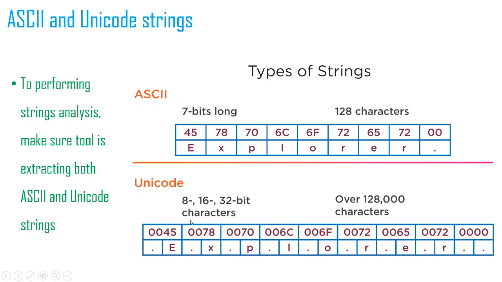And in the Unicode string, since the length of each character is longer, it is separated with dots. So E is represented with 0045, similarly X is represented with 0078, and so on, as shown here. Keep in mind that while analyzing malware, there are two kinds of strings we are going to analyze: the first is ASCII strings and the second is Unicode strings.